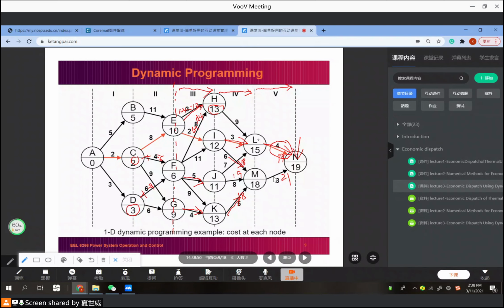But how to travel to L? You know the best path is I to L. How to travel to I? The best path is E to I. How to travel to E? The best path is here, C to E. And the best path is A to C. So the optimal path you found will be like this. I, N. So this will be the best path.